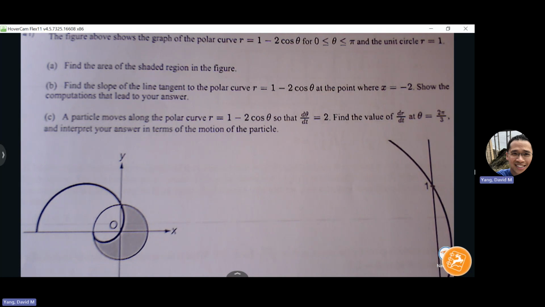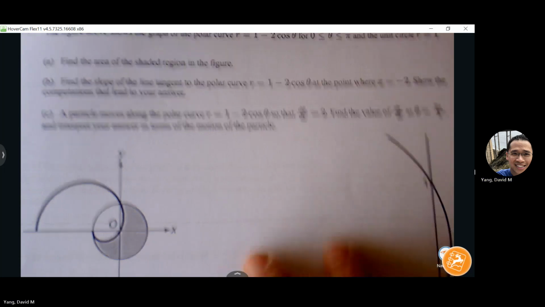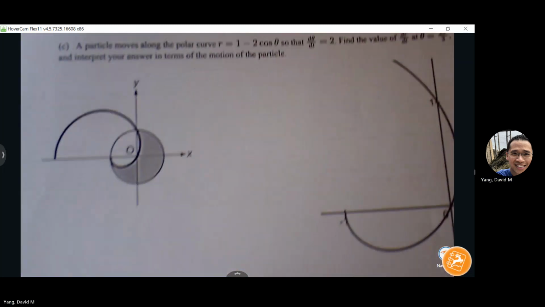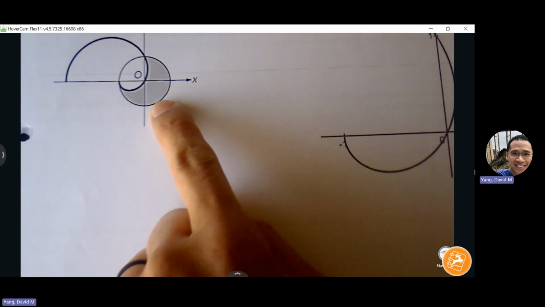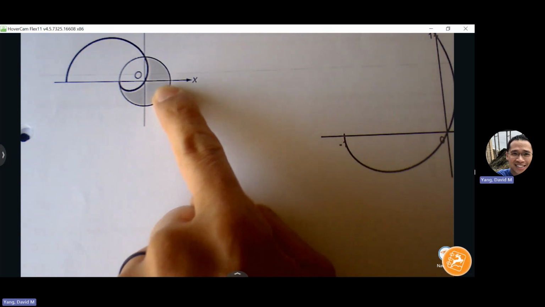Okay, so the figure shows the graph of the polar curve r = 1 - 2cos(theta) for theta values between 0 and pi, and the unit circle r = 1. Find the area of the shaded region in the curve. So we know that the shaded region in the curve is, well, obviously, some parts of this are easy to find.